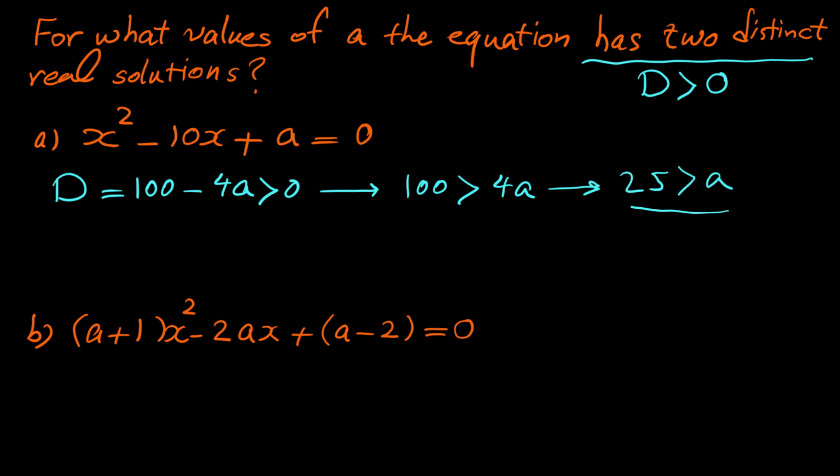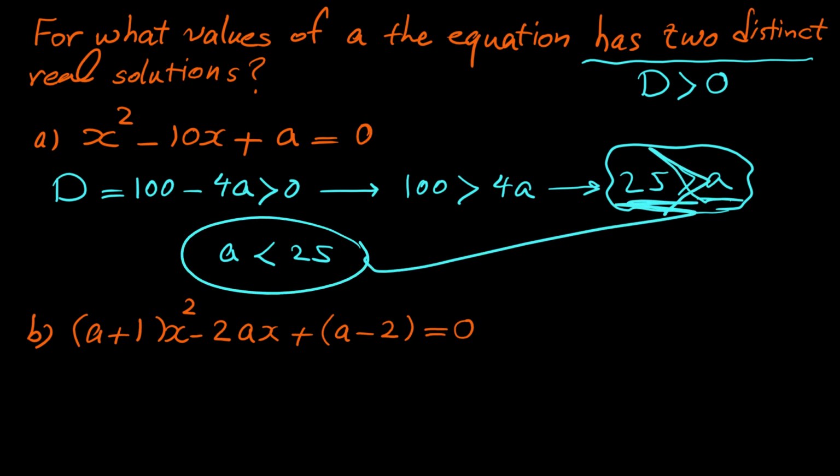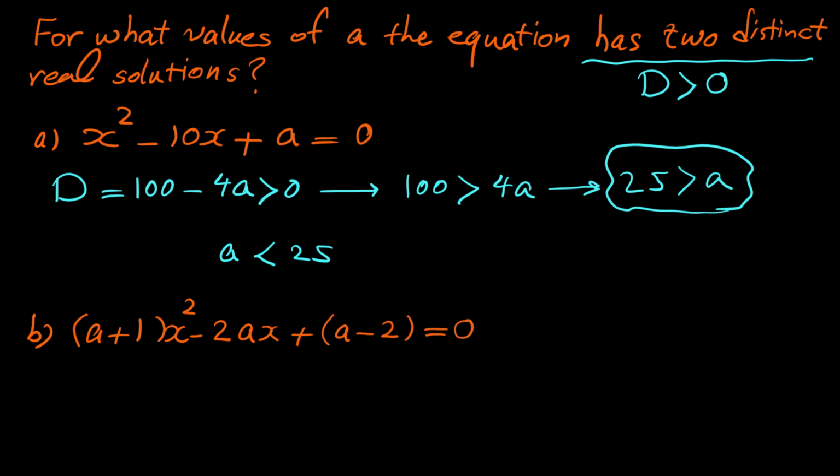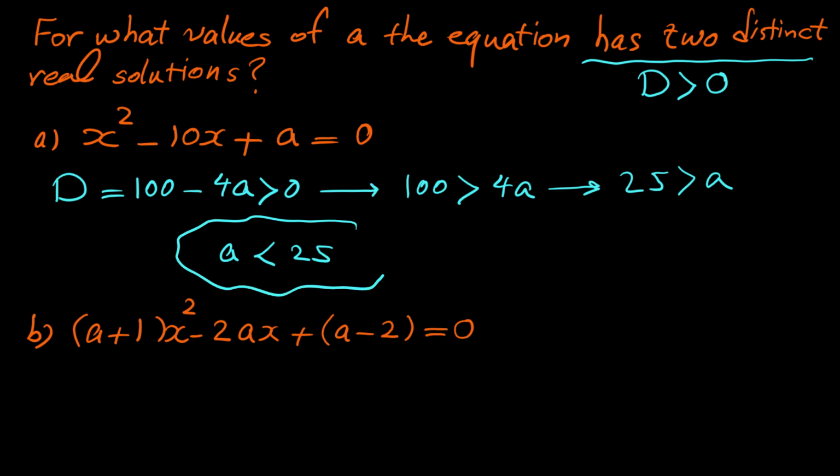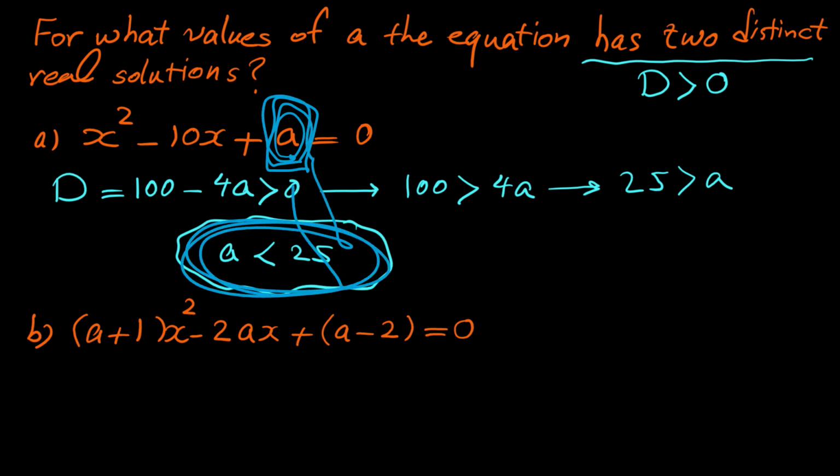So if we want to write this answer in a better way, we have to say when a is less than 25. This is a less than 25. This is the better way for writing that. For any value of a that is less than 25, this equation has two distinct real solutions. For example, if a is 20, 10, 0, or negative numbers, any number less than 25, if you plug in here, if you solve this equation, you would have two real solutions.